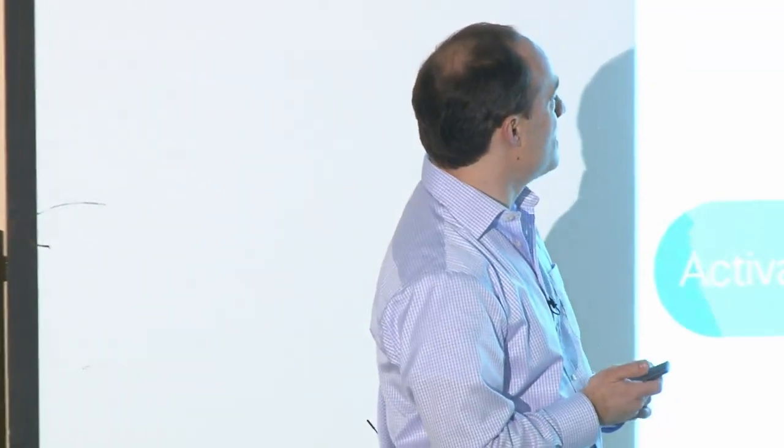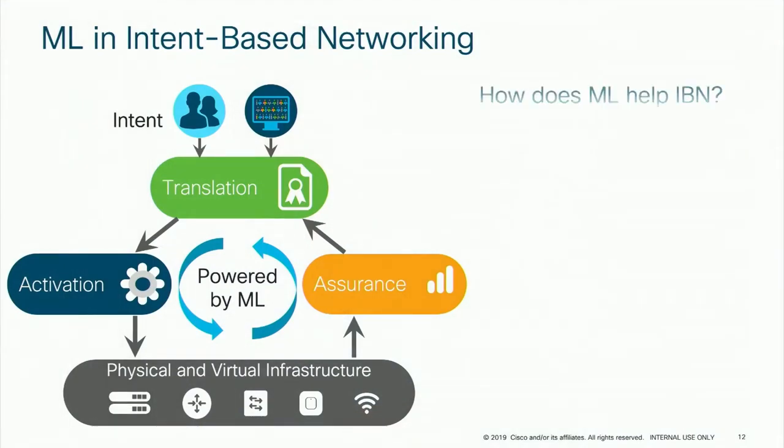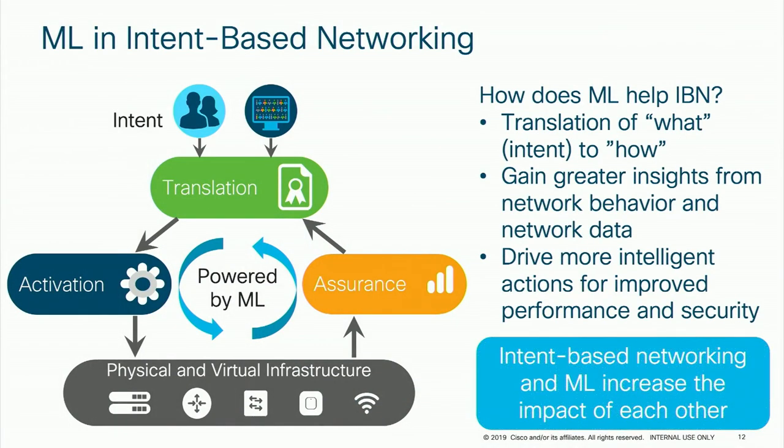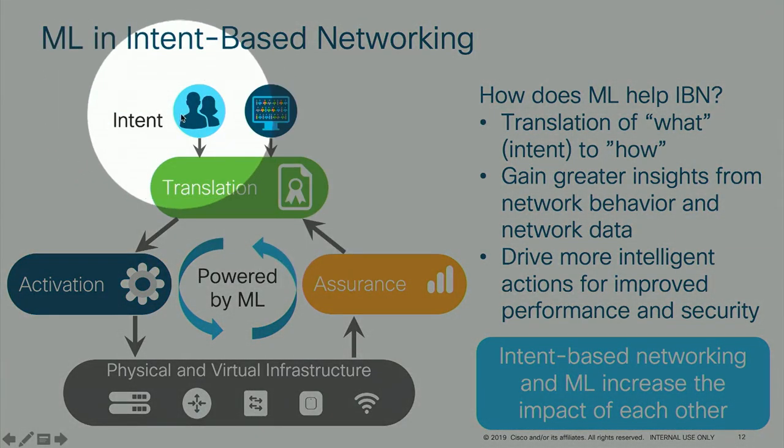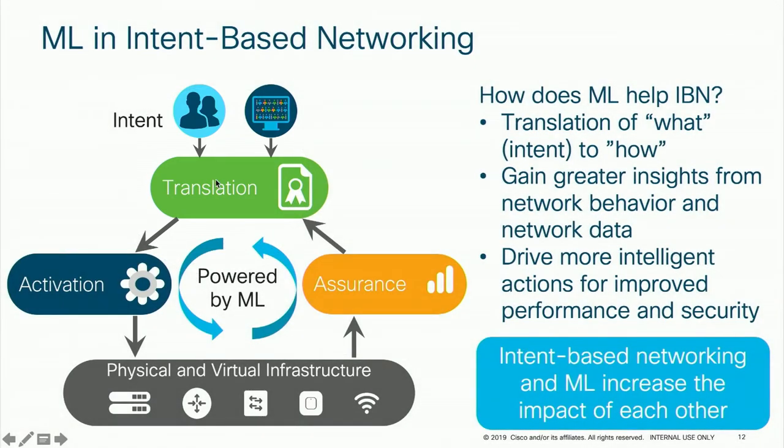Okay. Now, how does machine learning help with intent-based networking? Well, if we look at it, it helps in all three of these basic building blocks. First of all, when we take this intent up here and we need to do the translation, it first needs to have natural language understanding to understand what the human is trying, what are they asking for, what is their intention, and then to make the appropriate mapping.